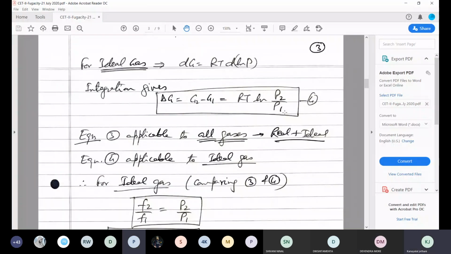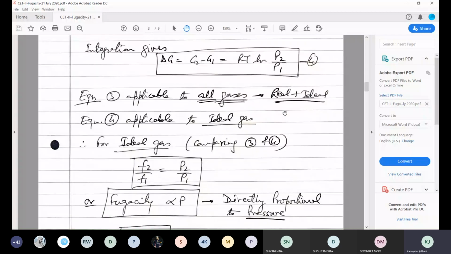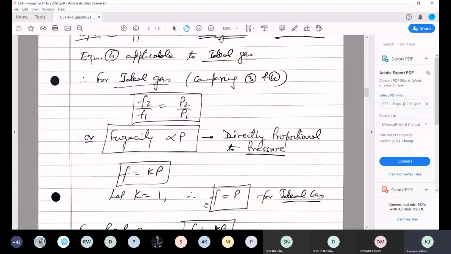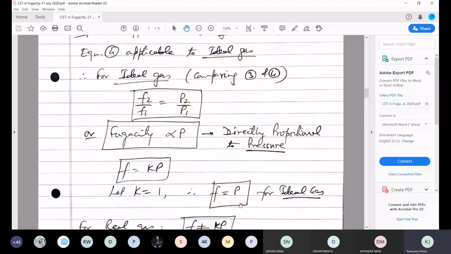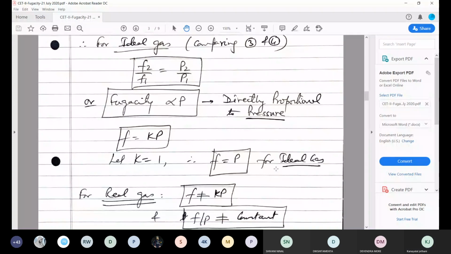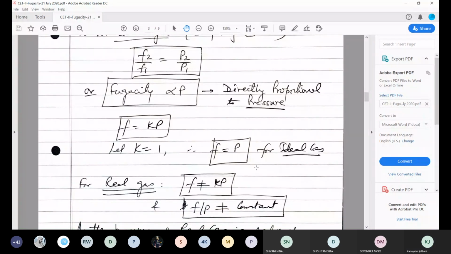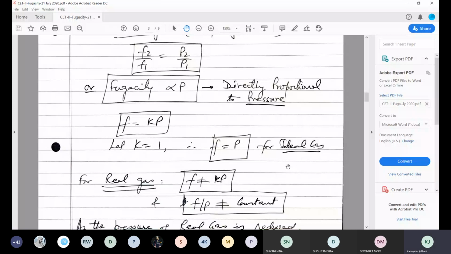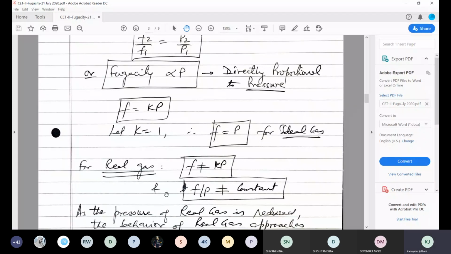Yes, sir. Got it. So that means in that case we say that for ideal gas, K is equal to 1 and therefore F is equal to P for ideal gas. This is the only condition under which those two equations will be equal for ideal gas. And for real gas, F is not equal to KP. We cannot take K equal to 1 for real gas. It is only for ideal gas that K is equal to 1. Or we can say that F by P is not constant for real gas, but for ideal gas it is constant, which is 1.